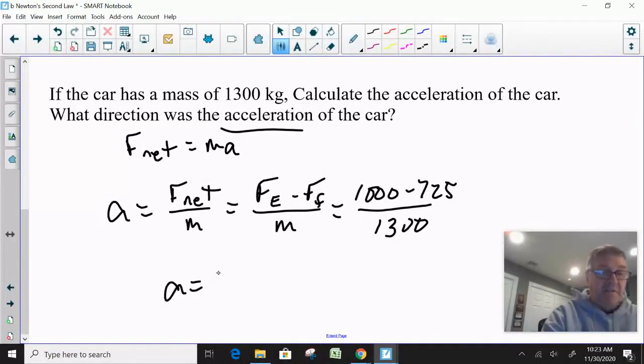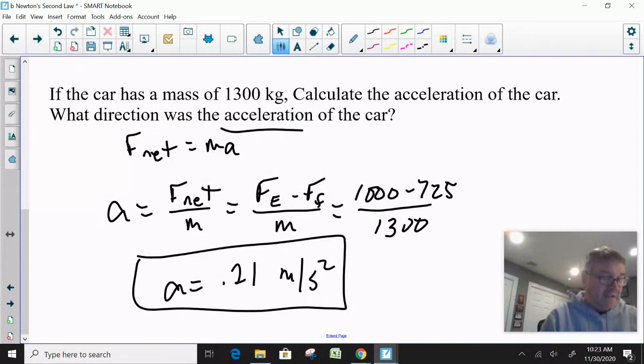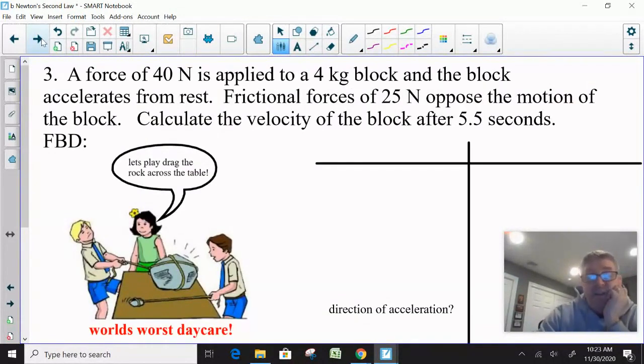Now I'm going to get an acceleration of 0.21. It's a really tiny number, so it's not a very big acceleration, but you get the idea. Okay, it's just a number. All right, so you're going to use Newton's second law to find the acceleration. Now, as I said a minute ago, I could combine these with other things.